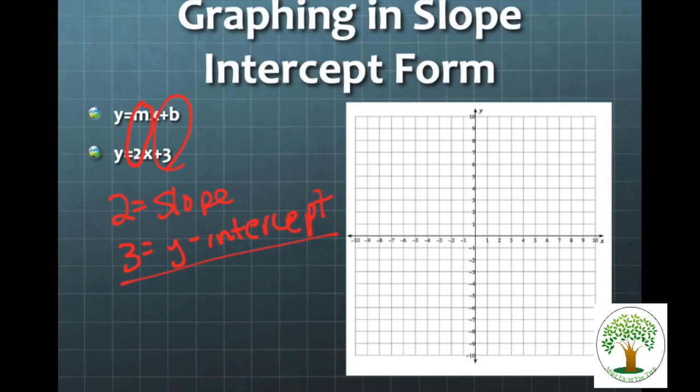The y-intercept means that's where it crosses the y-axis, and that's where we're going to begin. One of the things that I really like to think about is this b here means B for begin, okay? We're going to begin with the y-intercept. We're going to start at 3 on the y-intercept. That means we're going to come right here to 3. Then the slope says 2.